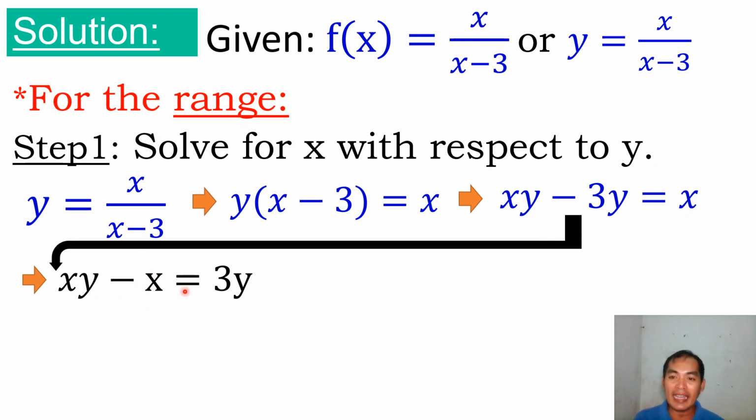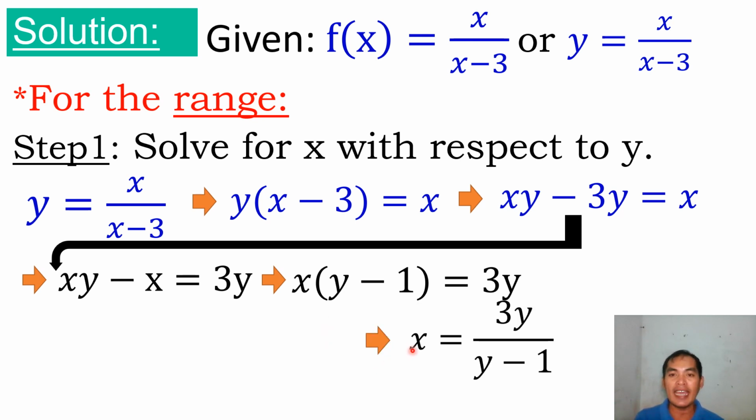Both have x, so factoring by GCF. Remember, factoring is important. So we factor it by GCF on the left. So we have x times the quantity of y minus 1 equals 3y. Solve for x, we divide all throughout by y minus 1. Therefore, x equals 3y over y minus 1.